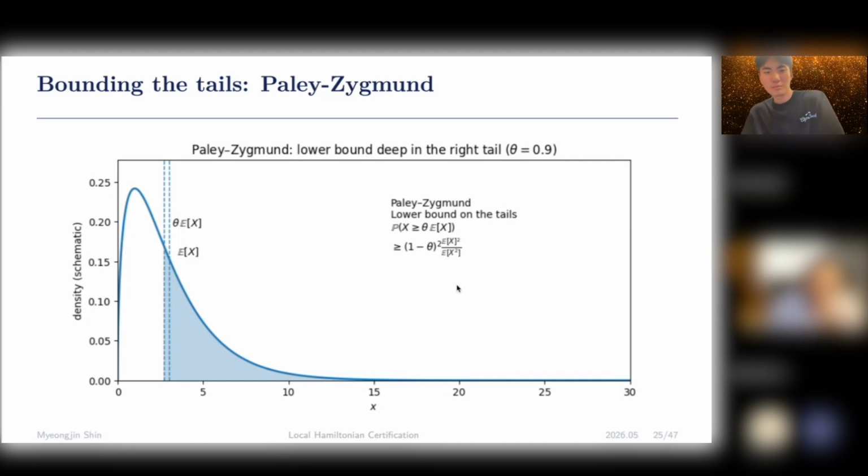So by this intuition, we can use some known inequality. We can use the Paley-Zygmund inequality, which lower bounds the right tail. Our goal is to lower bound the quantity lambda, and lambda can be seen as a distribution. So this fits well. So we can use this Paley-Zygmund inequality, which I will call the PZ inequality.